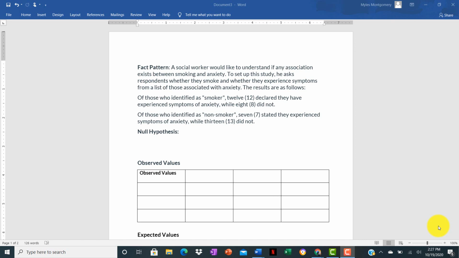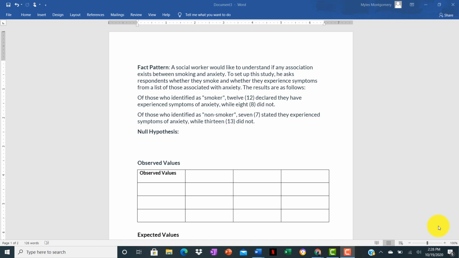getting more repetitions. I'm going to go ahead and read this fact pattern to you, and then we're going to go through the steps of working through chi-square. The first thing I'm going to do is read this fact pattern. A social worker would like to understand if any association exists between smoking and anxiety. To set up this study, he asks respondents whether they smoke and whether they experience symptoms from a list of those associated with anxiety. The results are as follows.